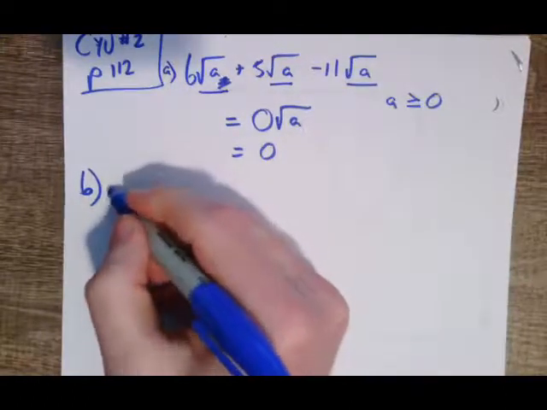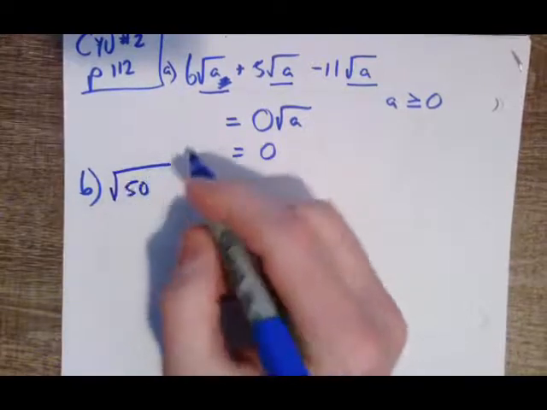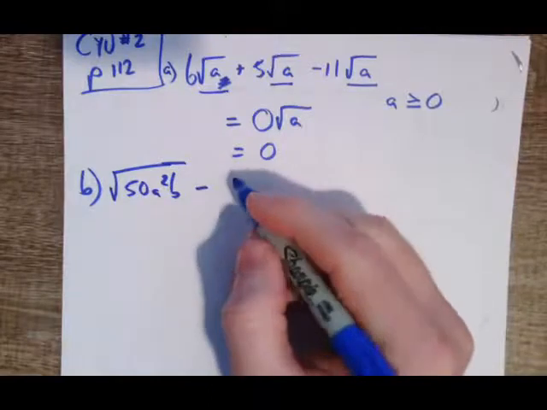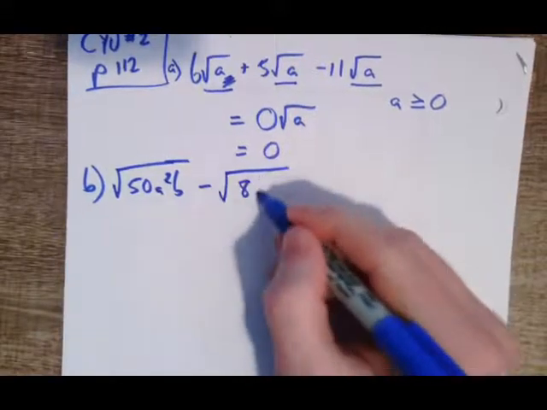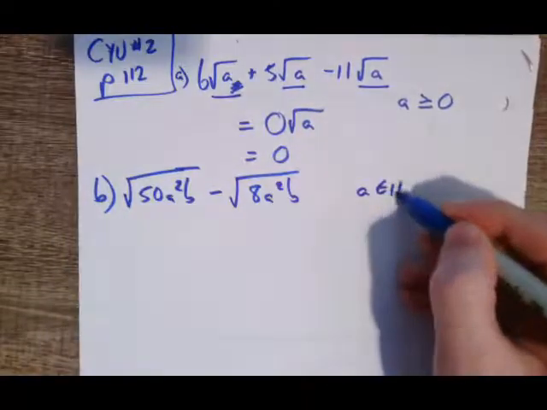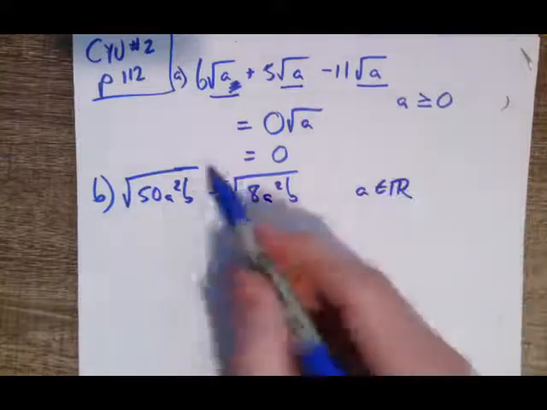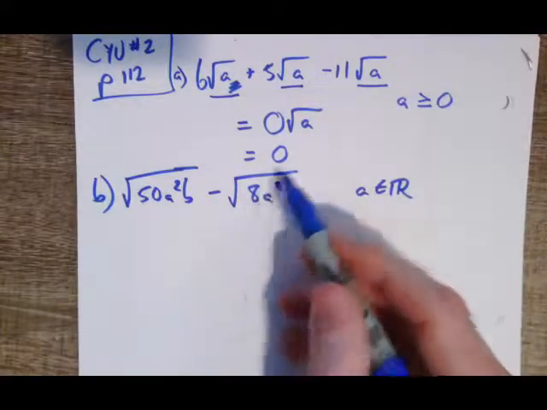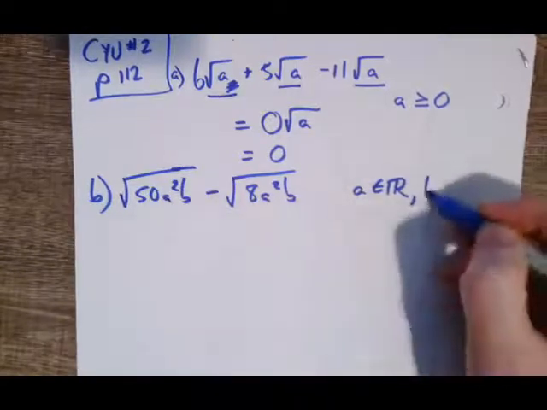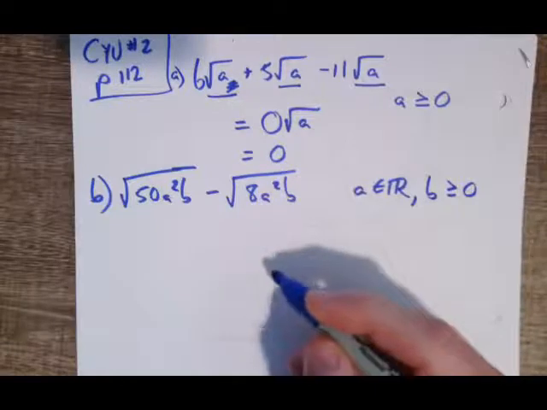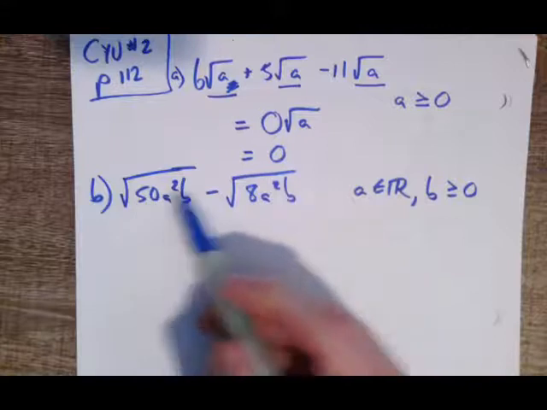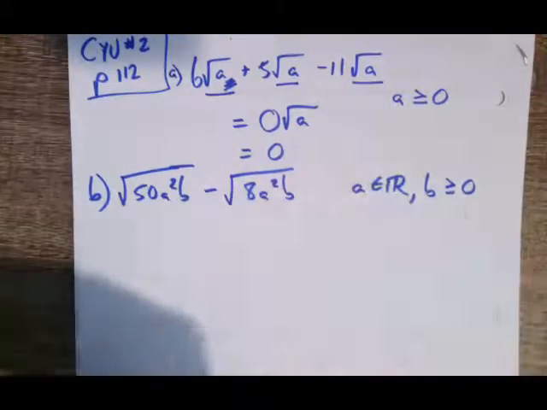Okay, part B. Root of 50a squared b minus root of 8a squared b. Okay, so a is an element of reals because it's squared. These are even roots, and with the a squared, you put a positive or a negative or a 0, everything's fine. It doesn't make it imaginary underneath there. So a is an element of reals. B, however, needs to be positive. Because if it's negative, it would be the only negative underneath here, and it would make it negative and wreck it. So you can't.